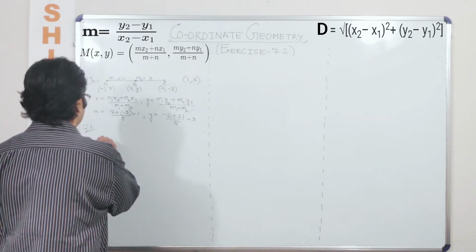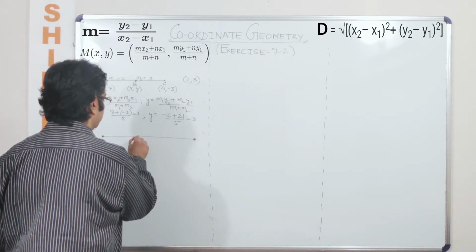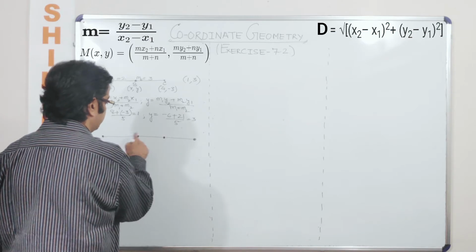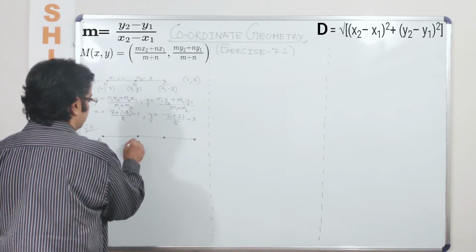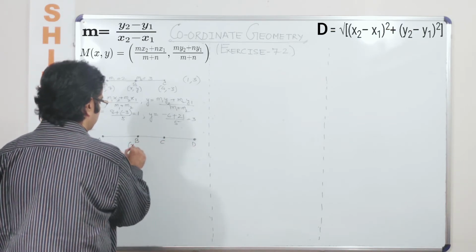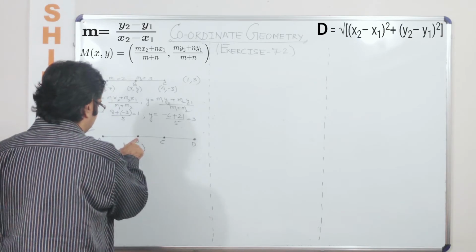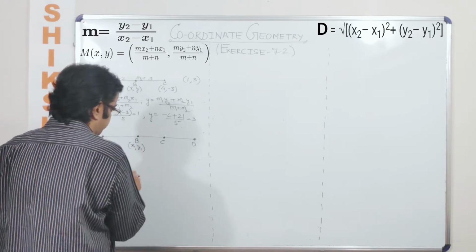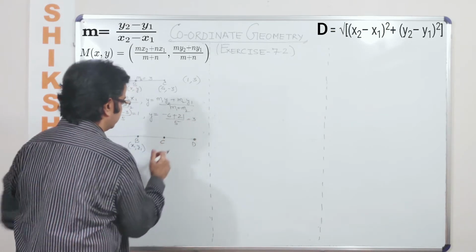Now what is trisection? Trisection means that there is a line segment which has been divided into 3 parts, such that, let me say this is point A, this is point B, this is point C, and this is point D. This part is the first division, this is the second division, and this is the third division.